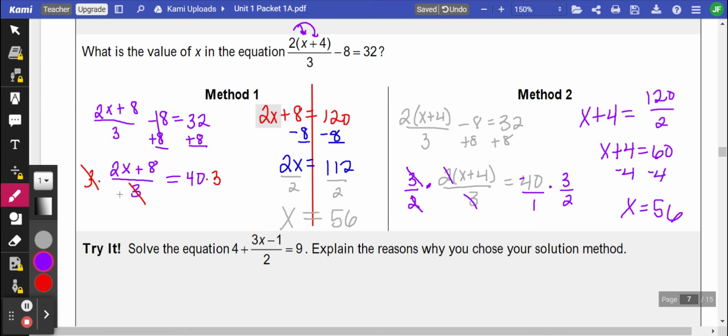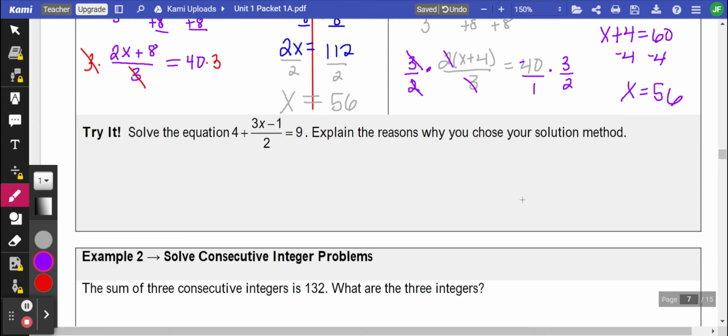I'm going to have you go ahead and try the next one. So hit pause and try it, and then come back and check your answer. Okay, you can go ahead and check your answer here. You should have 11/3 or 3.6 repeating.